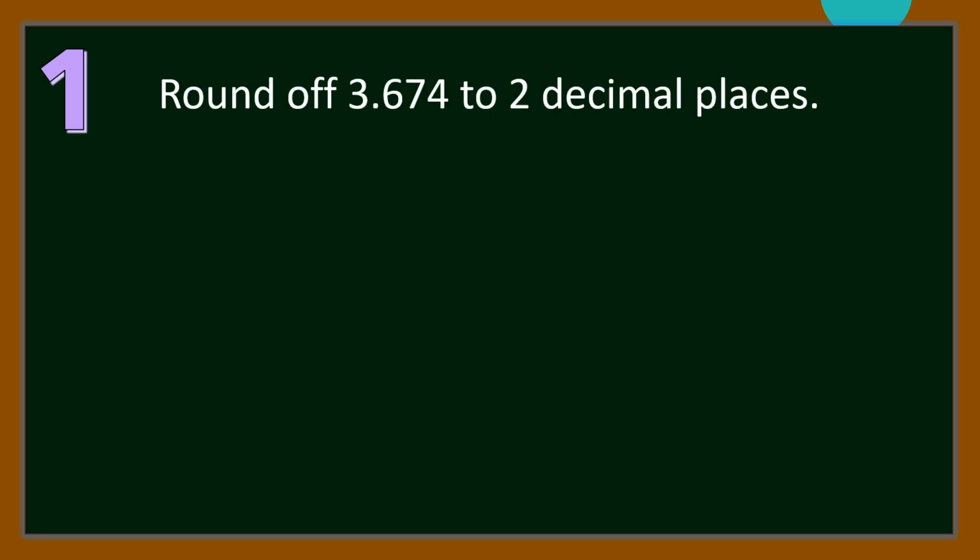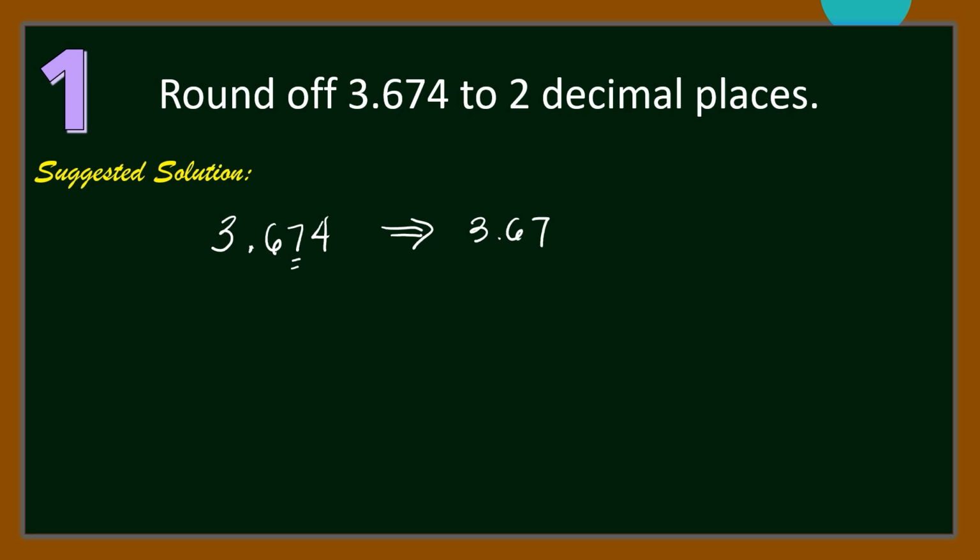Round off 3.674 or 3 and 674 thousandths to two decimal places. Here is our solution. We are given 3 and 674 thousandths to be rounded off to two decimal places. The digit on the second decimal place is the hundredths digit, which is 7. So to round this off to two decimal places, since the next digit is 4, that is less than 5, this is 3.67.